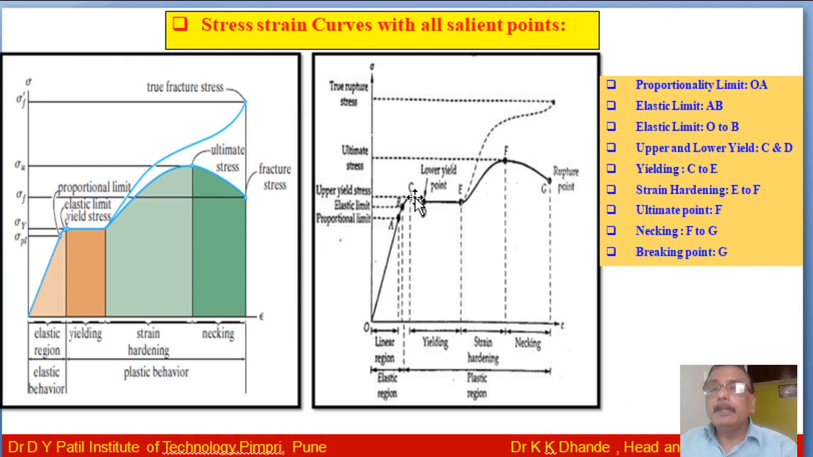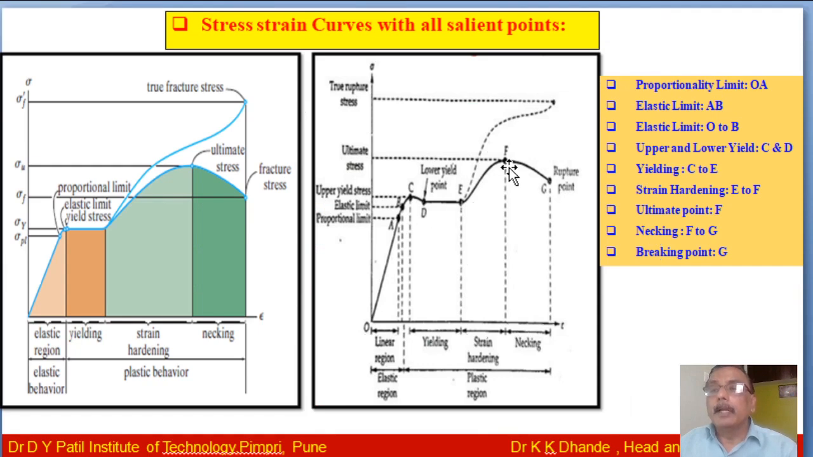C point indicates the upper yield point. D point indicates the lower yield point. And yielding starts from the point C to E. And E to F is known as strain hardening. Here we have already written in the diagram, that is strain hardening E to F.